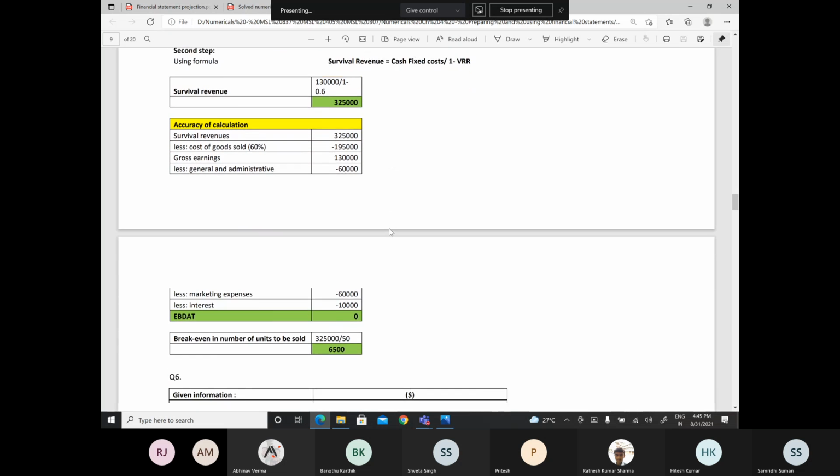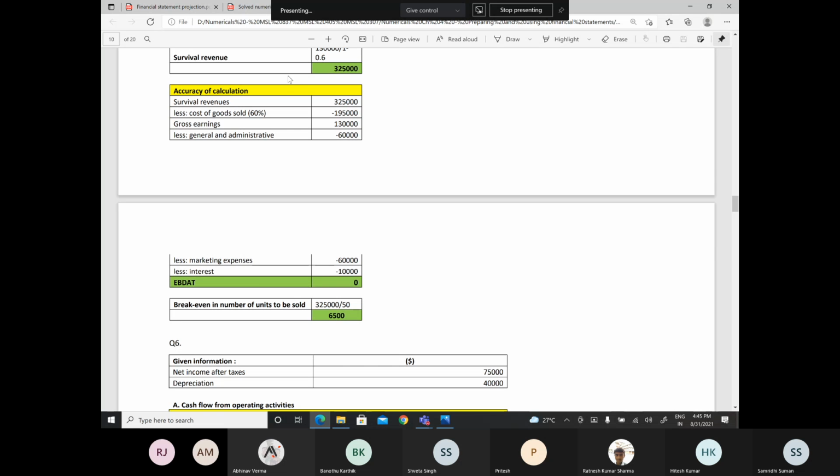Now, how do you check whether this calculation is correct or not? You just do a reverse calculation of the P&L. So you start with survival revenue of 325,000 minus COGS at the rate of 60%, which will be 195,000, which will give us a gross profit of 130,000. From this, you take out the fixed cost of general and admin expenses, marketing expenses, and interest. You will get 0. This shows that we have calculated it correctly.